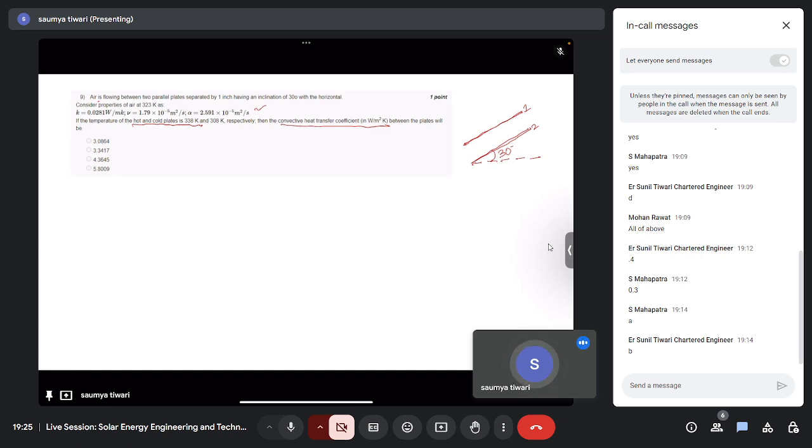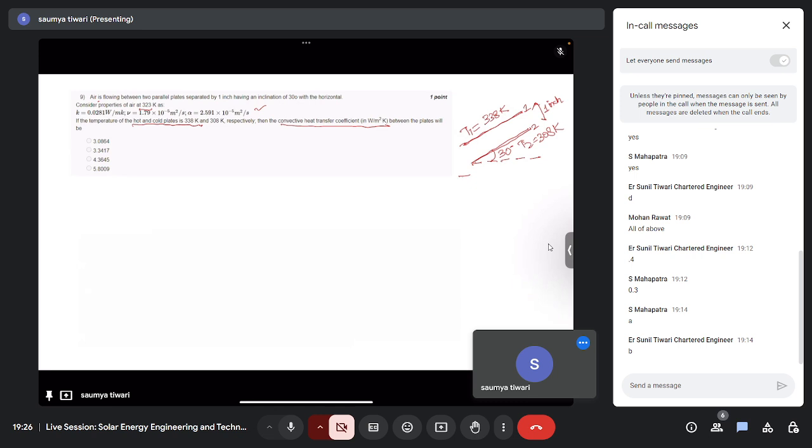Now what's given is the temperature of the hot and cold plate. Say this is the hot plate, T1 temperature is given as 338 Kelvin, and the T2 temperature is given as 308 Kelvin. The distance between these two plates is also given. This is 1 inch. And the fluid here is air, and the properties are given at 323 Kelvin. Note that this temperature will be the mean of these two temperatures.